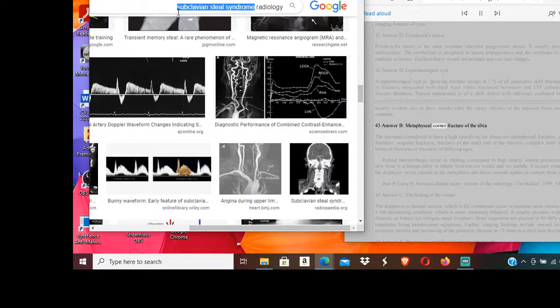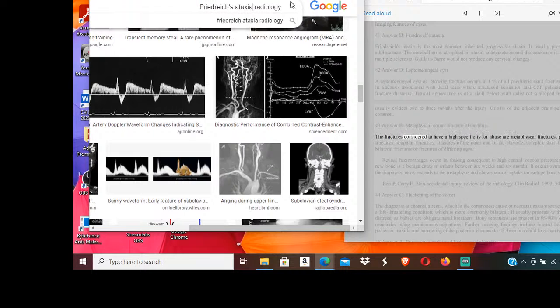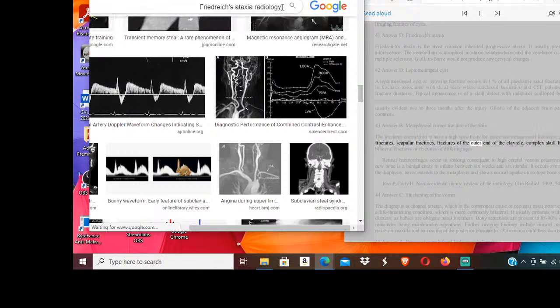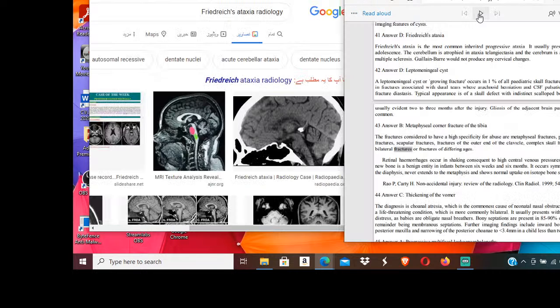43 Answer B. Metaphyseal corner fracture of the tibia. The fractures considered to have a high specificity for abuse are metaphyseal fractures, posterior rib fractures, scapular fractures, fractures of the outer end of the clavicle, complex skull fractures and bilateral fractures.